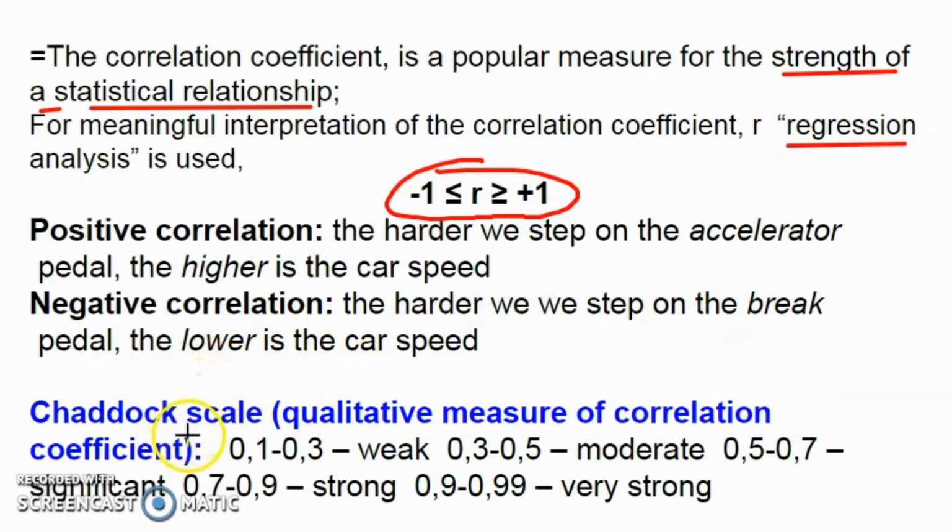How strong the correlation is, we can define using the Chaddock scale, a qualitative measure of correlation coefficient. 0.1 to 0.3, weak correlation. 0.3 to 0.5, moderate correlation. 0.5 to 0.7, significant. 0.7 to 0.9, strong. 0.9 to 0.99, very strong. Plus sign means positive correlation, minus negative correlation.